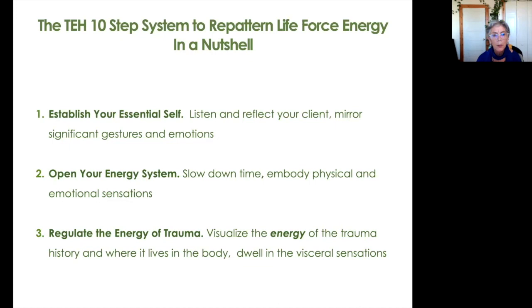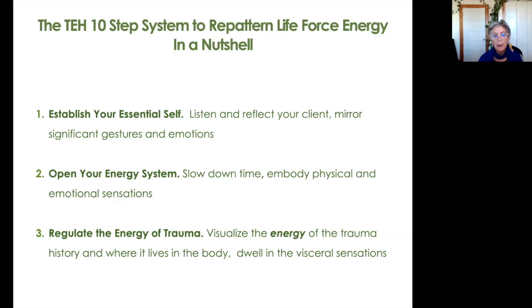Step two is to open your energy system. This is your chakra energy system. And then slow down time to embody physical and emotional sensations. So we're teaching ourselves and our clients to sense into their energy body in a very different way.